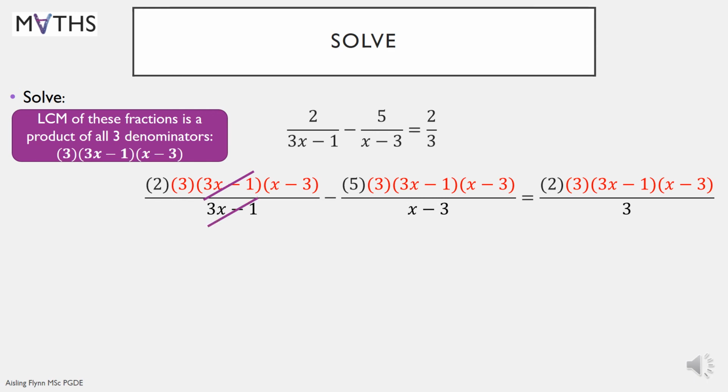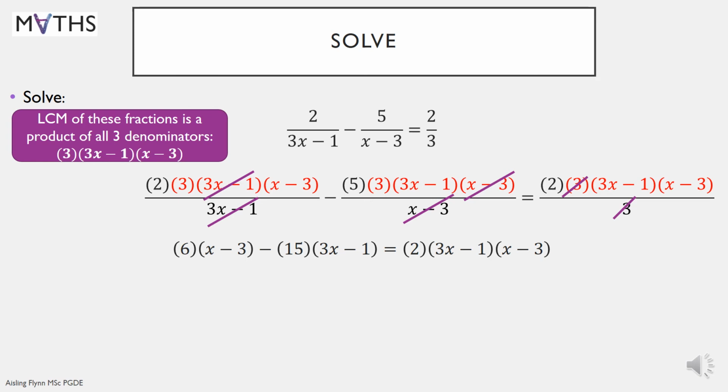3x minus 1 divided by itself gives 1. X minus 3 divided by itself gives 1. And 3 divided by itself gives 1. Okay, so let's tidy up and simplify and see what remains. So the first term gives me 2 times 3 gives 6, and that will have to be multiplied by the bracket x minus 3. Then we have minus 5 3's give 15, and that will be multiplied by 3x minus 1 equals 2 times 3x minus 1 by x minus 3.